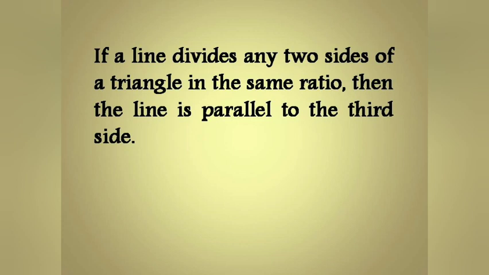So here the line would be dividing the sides in a specific ratio and we are asked to prove that the line which has divided them in that specific ratio is actually parallel to the third side. So let's see the proof of this theorem.